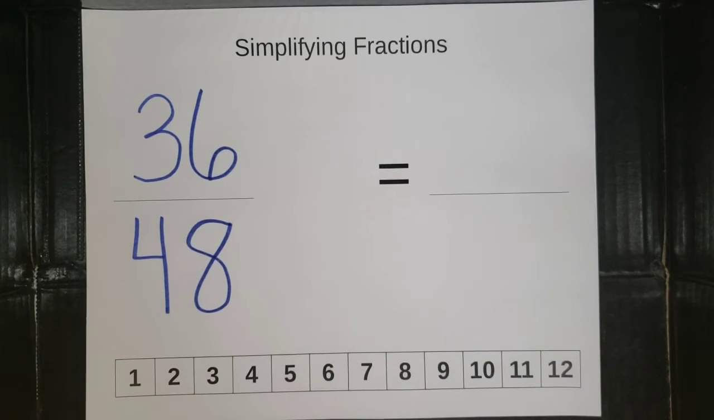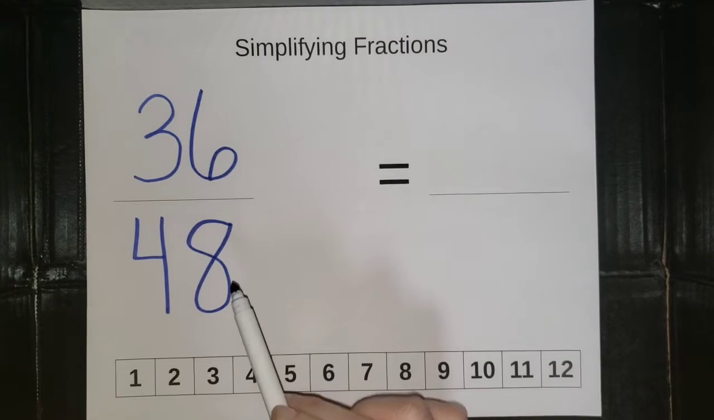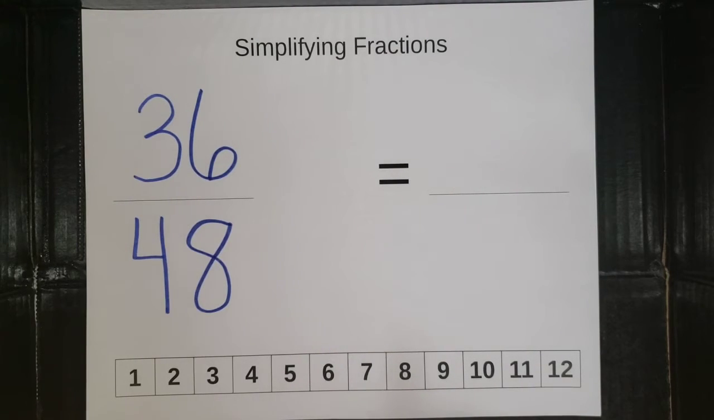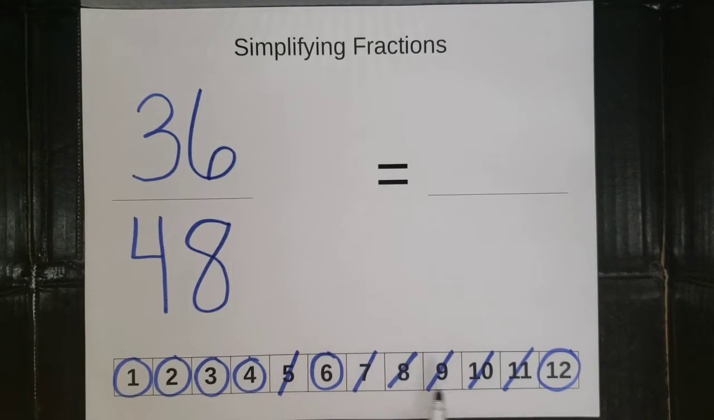We're going to start our first practice with the fraction 36 over 48, since we already have that information from the previous slide. As you can see here, I have now marked on my list from 1 through 12 all of the common factors of 36 and 48. And I crossed off the numbers that were not common factors. Here you see the greatest common factor is 12.